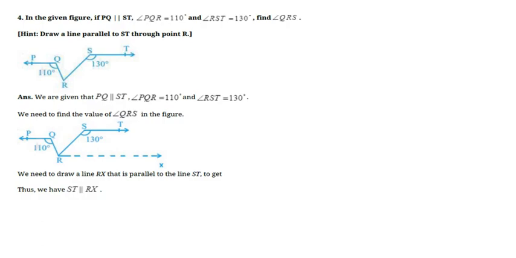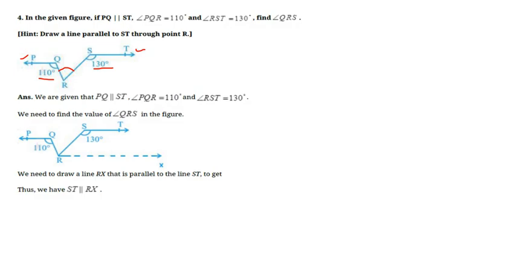It is given that PQ is parallel to ST. See, what is PQ here? This one. PQ is parallel to ST. Angle PQR is 110, this one. Angle RST is 130 degrees. Find angle QRS. We need to find this angle QRS. So it should be very clear which angle we need to find. So first we should be very clear about the given and the to-find.